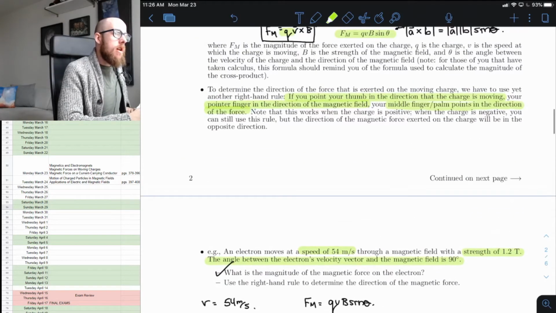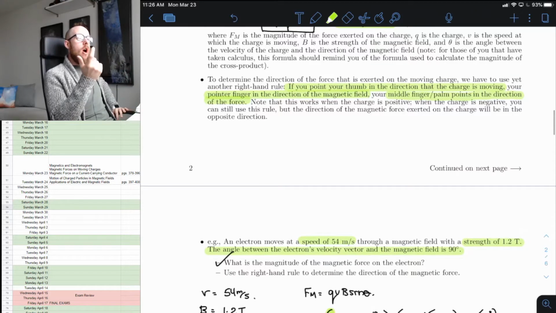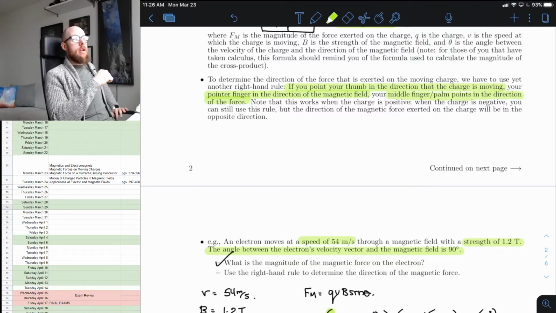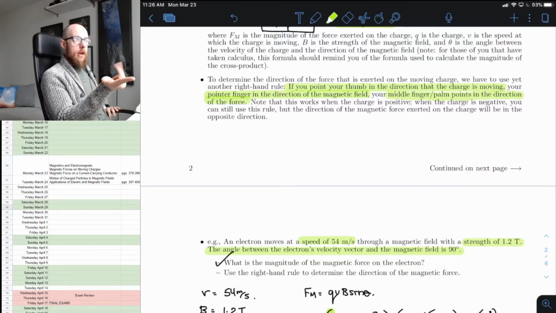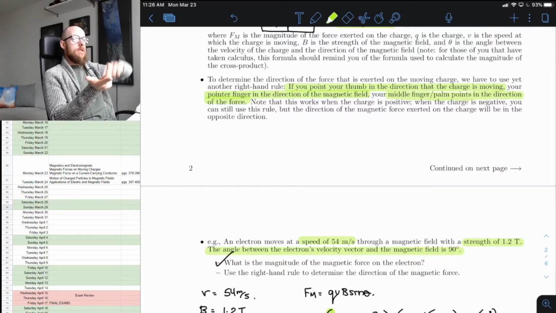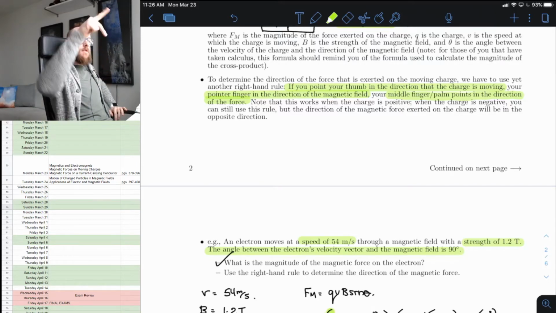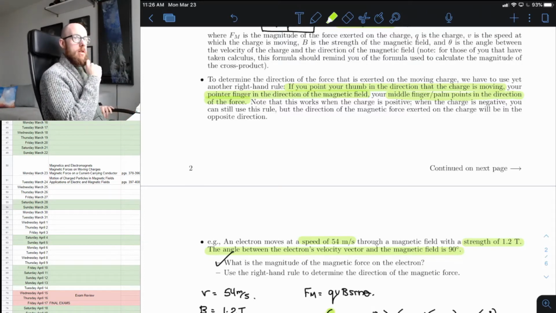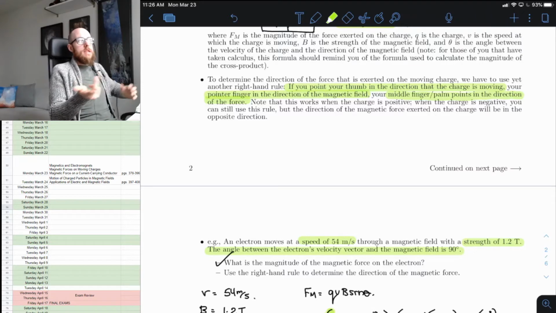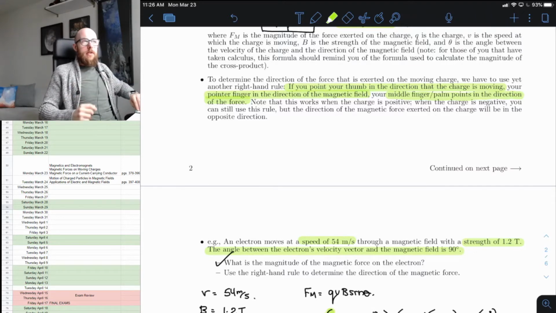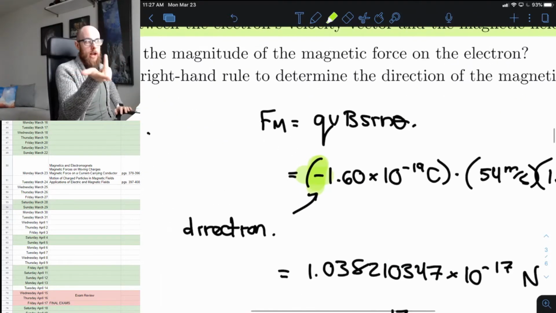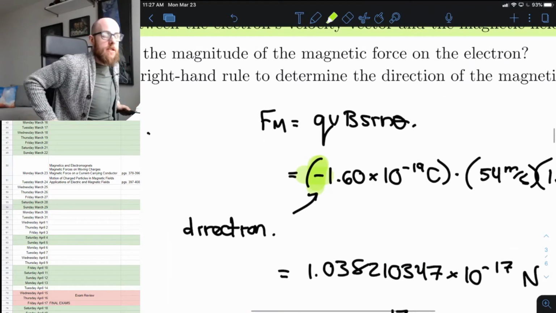So the direction is not negative. The direction is just opposite to what you get when you use the right-hand rule. If we use the right-hand rule and figure out that the force is upwards, then because the charge is negative, the force is not actually upwards, the force is downwards. The negative sign in this equation tells you that we're flipping it because the charge is negative.